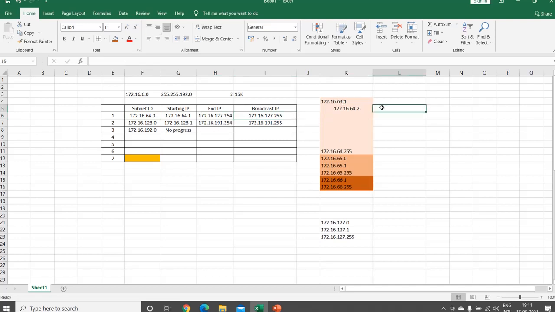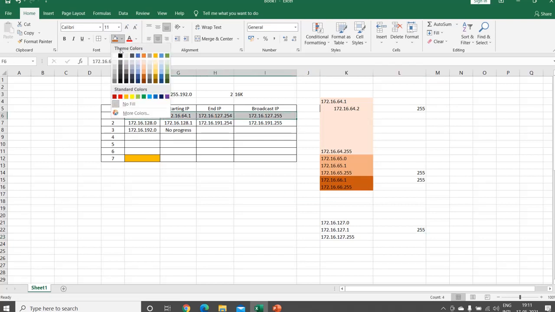If we calculate here, it is 255. Here it is 255. Okay, here it is 255. If we keep on going, this is also another 255. Dot 0 and dot 255 we will not use anyway, but still we'll get 16,000 plus IPs to use in the single network, right? So this is the advantage of class B.